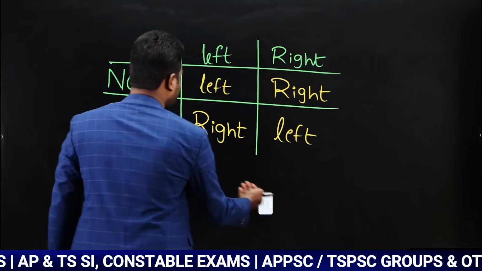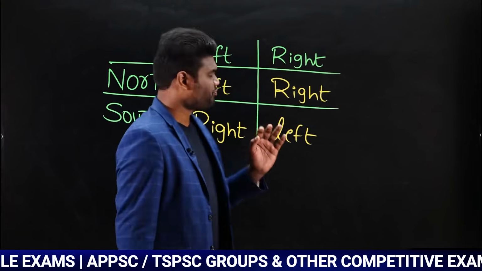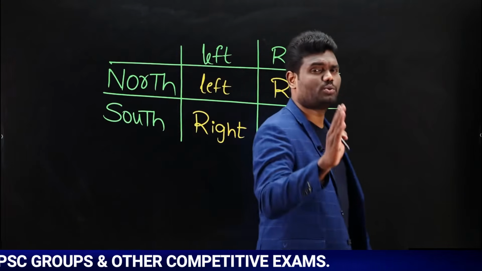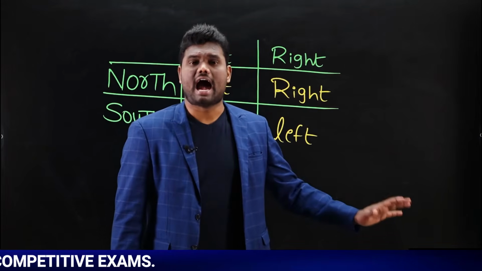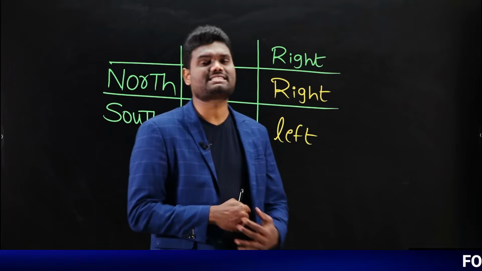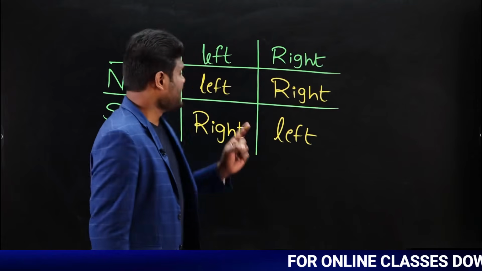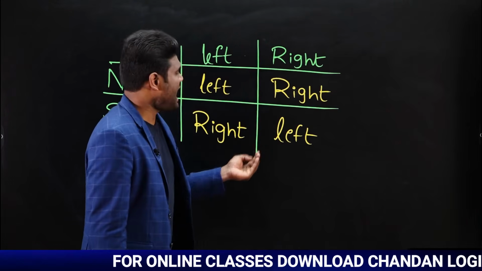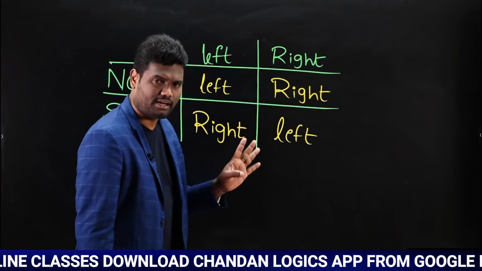Very important, and these are like basic points. Is it clear? So remember this one point. When the person is traveling towards north direction, left of the person is same as our left and right of the person is same as our right. But when the person is traveling towards south direction, if they say left, then you'll move towards your right hand side, and if they say right, then you'll move towards your left hand side. Is it clear?